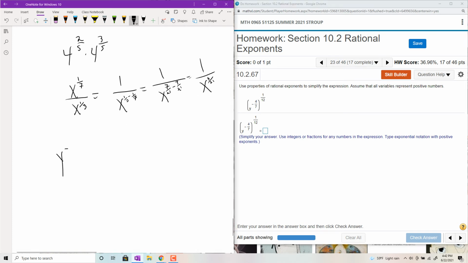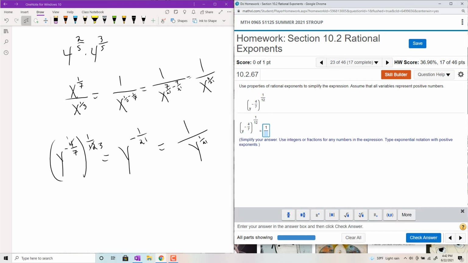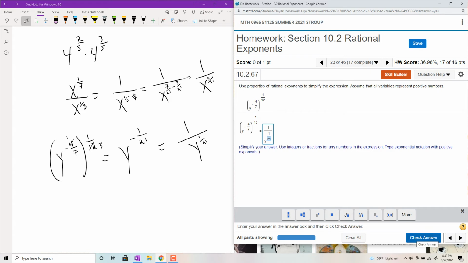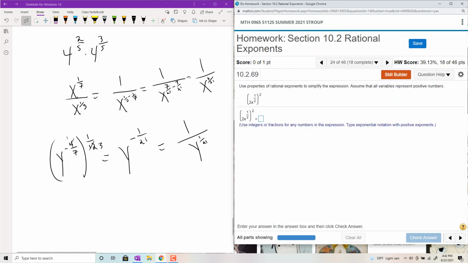See, so we have a power to a power, so you're multiplying those exponents. So this would be y to the 3 -1 over 21, and then we hate negative exponents, so it would be 1 over y to the 1 over 21. Okay, 2x to the 1/2 squared. So it's basically the same as 2 squared, which is 4. X to the 2 times 1/2 is just 1, so 4x.